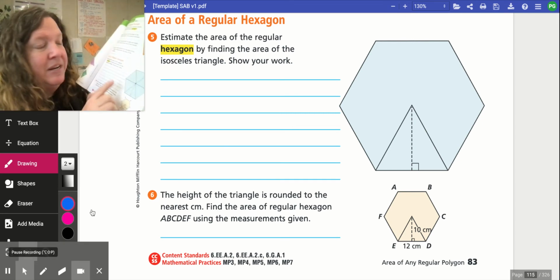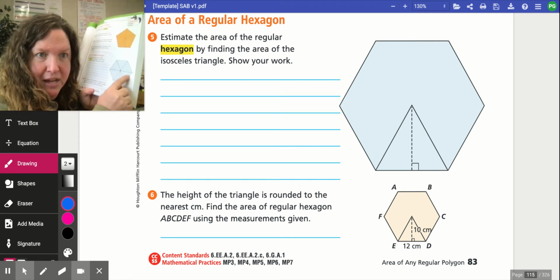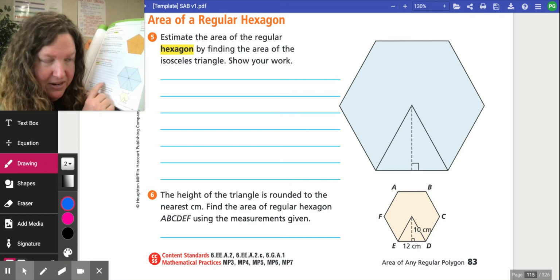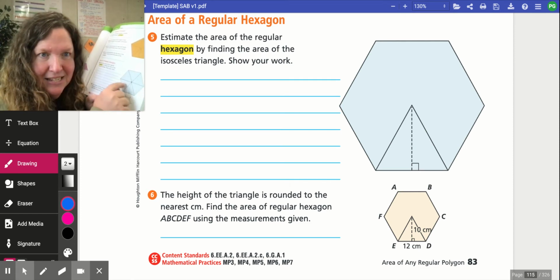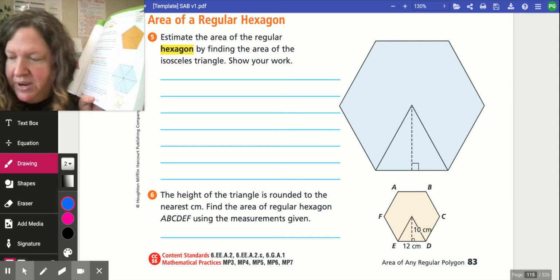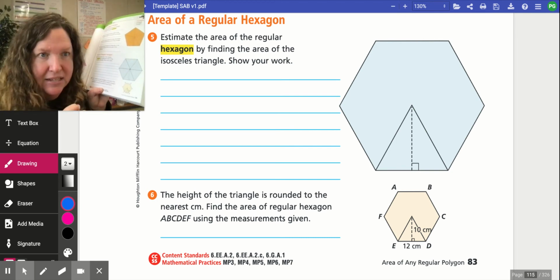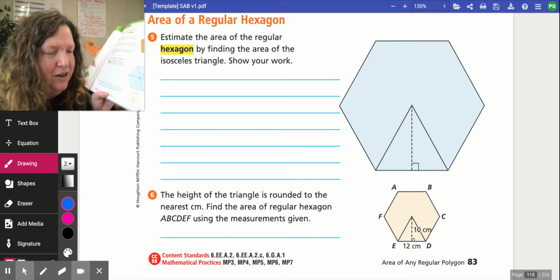All right, now we need our ruler again because we've cut our n-gon, our hexagon in this particular case, into 6 exact isosceles triangles. We need to measure the base of only one of them. We'll just use that over and over again.